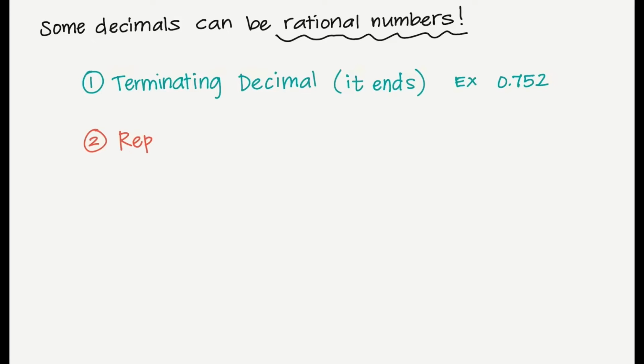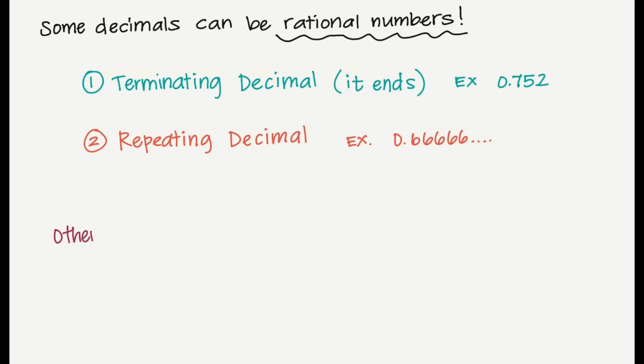The second kind is called a repeating decimal. And a repeating decimal can also be turned into a fraction. So for example, 0.66666, and it just keeps on going, that I can turn into a fraction.